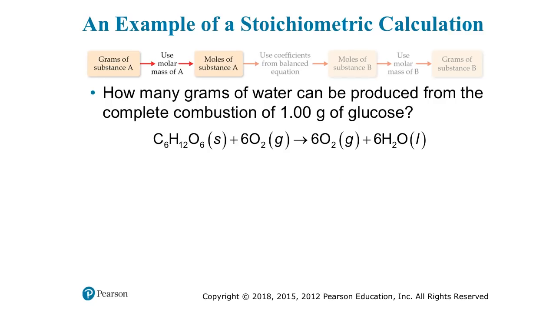So let's take a look at a basic stoichiometry problem, hopefully something you've seen before. How many grams of water can be produced from the complete combustion of 1.00 grams of glucose? When we approach this problem, we begin by recognizing that for every 1 mole of glucose that reacts, we're going to form 6 moles of water, from this balanced reaction. If it wasn't balanced, we'd have to determine these coefficients, which is relatively easy, but that's already done for us in this example.